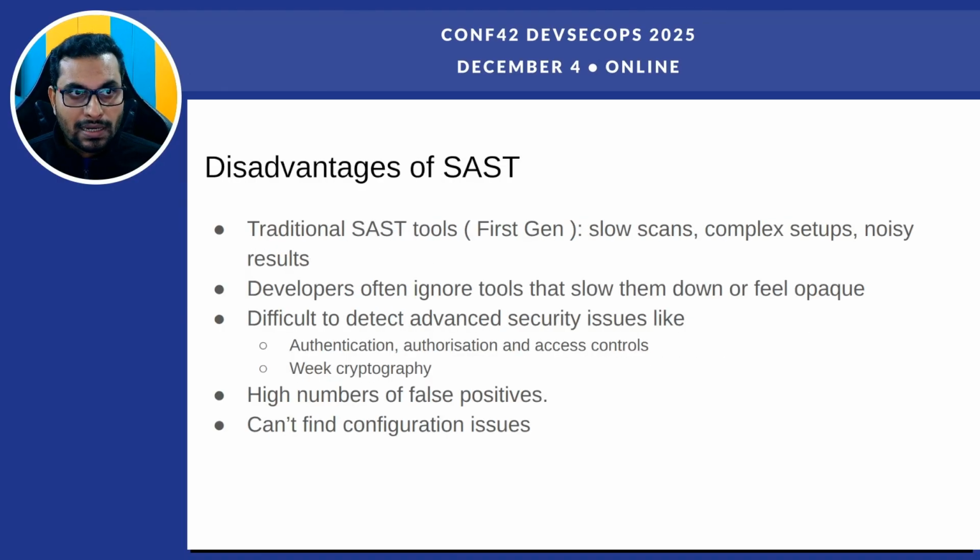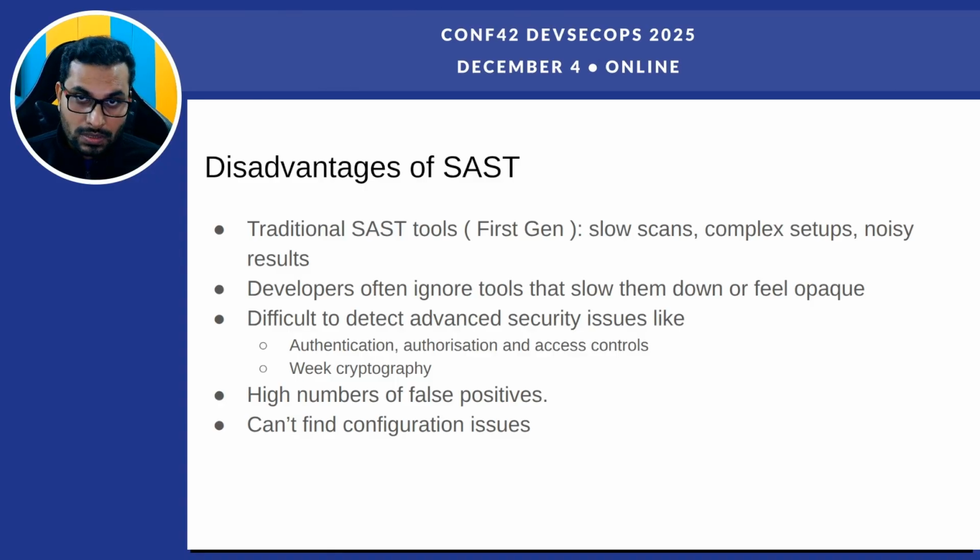The initial SAST tools, otherwise known as first generation SAST tools, had their own issues. They were clumsy, their scans took hours, the setup was complex, and the results themselves were not very trustable. Because of this, many developers had security fatigue and felt that SAST kind of tools are useless. Now, second generation SAST tools also have issues.